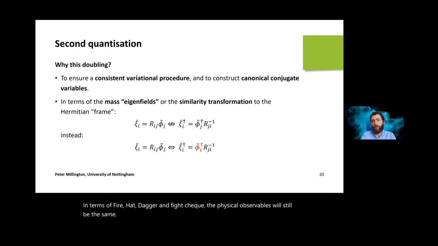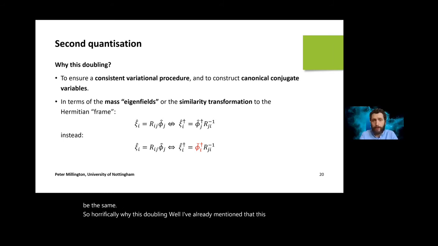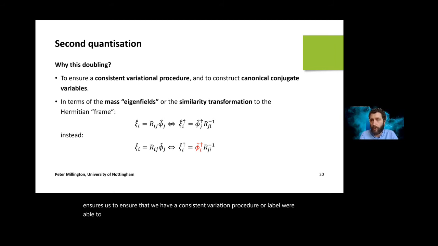So heuristically, why this doubling? Well, I've already mentioned that this is what ensures that we have a consistent variational procedure, and we're able to construct canonical conjugate variables. But another way of looking at it is to think in terms of the mass eigenbasis. I know eigenfields are not a thing, but the mass eigenfields, or equivalent in terms of the similarity transformation to the Hermitian frame. So I've written down here the fields in the mass eigenbasis, these psi's.